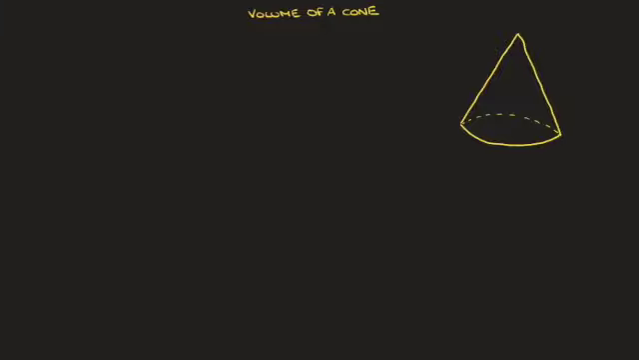The first is the radius of the disk at its base, which we typically call r. The second thing we need is the height of the cone, which we usually call h. And I'll just write that here, h.